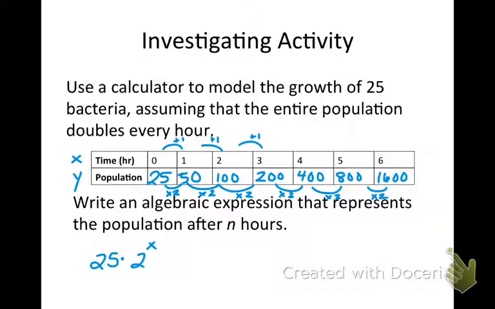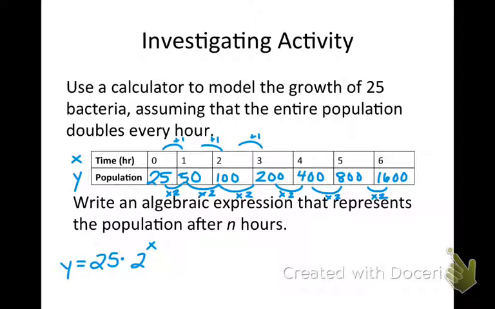What do you think would change with our expression here, or equation, let's make it equal to y, if I tripled the bacteria growth? Would just be in parentheses. What did we do here? We doubled. What number represents double? 2. So it would be 3 to the x. What if I quadrupled? 4 to the x.